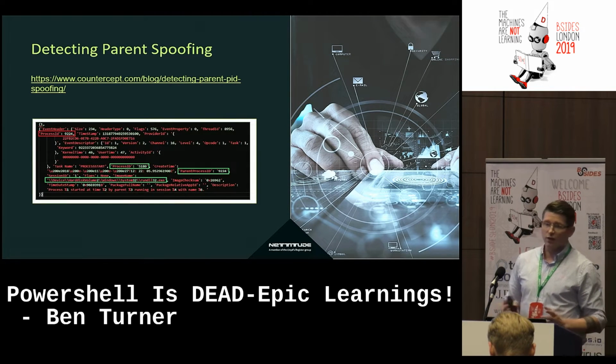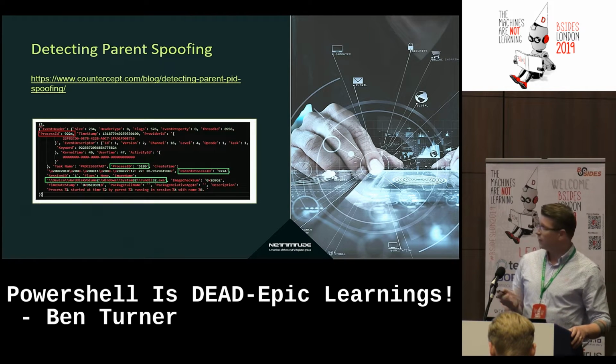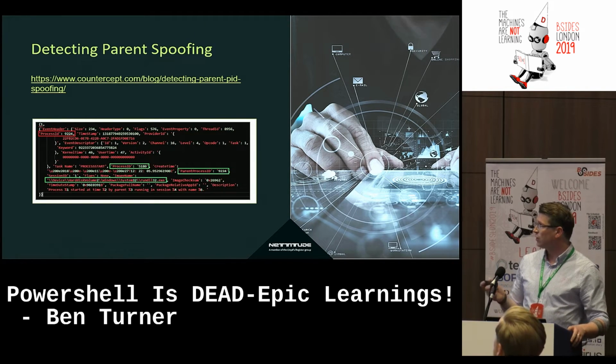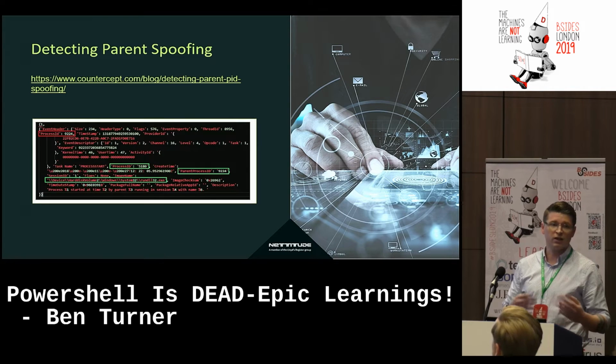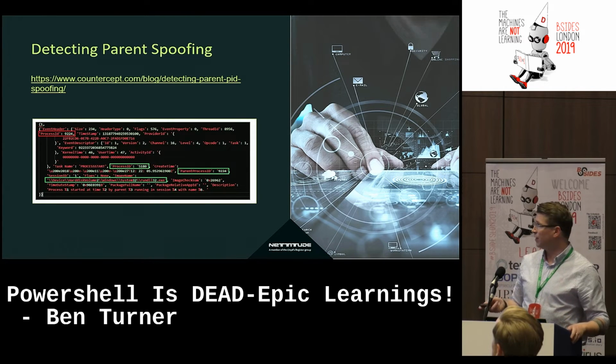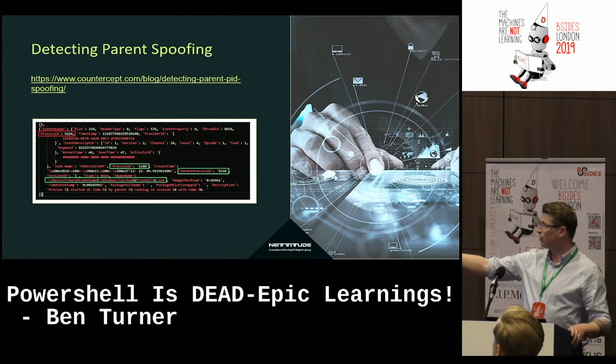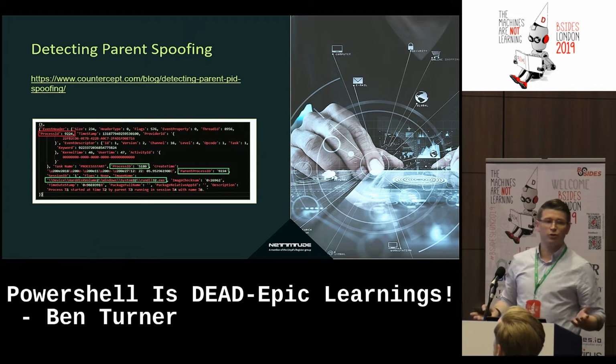Detecting parent spoofing, Countercept brought out a blog post about 6 months ago, using event tracing for Windows. So in event tracing for Windows events, you've got a header field which contains the process ID of the process that's kicked off an event. Inside that, you've then got the data of the event. And you'll see here, just parent process ID 9224. And then in the header, you've got process ID 9224. That's what it should look like.